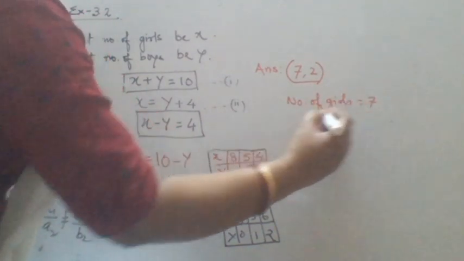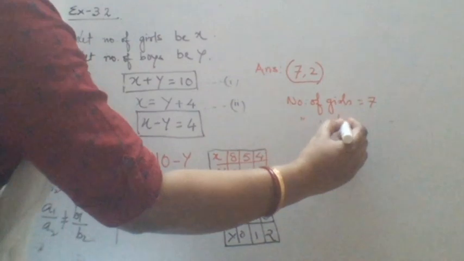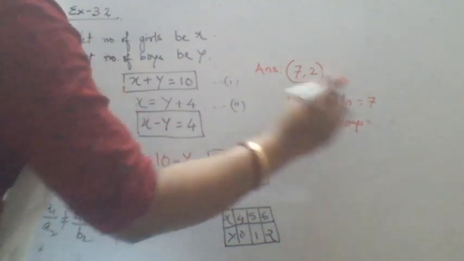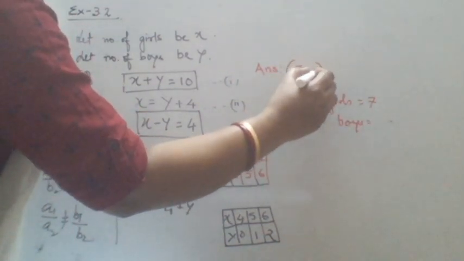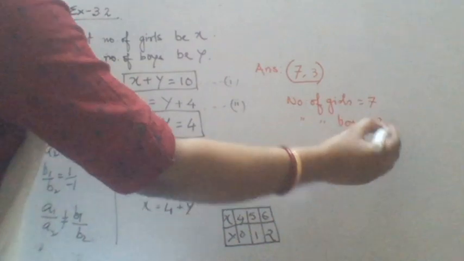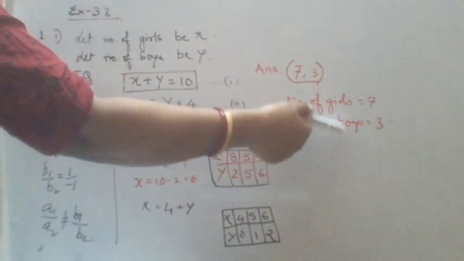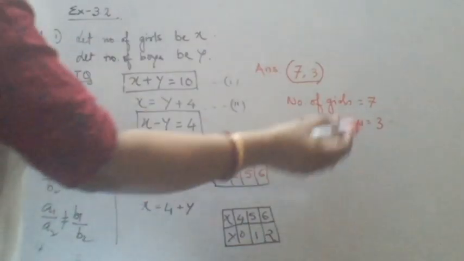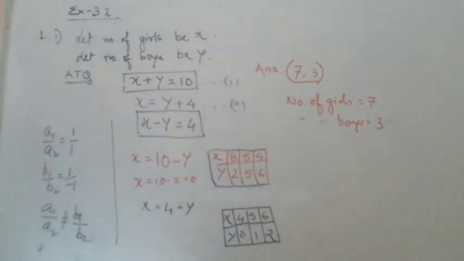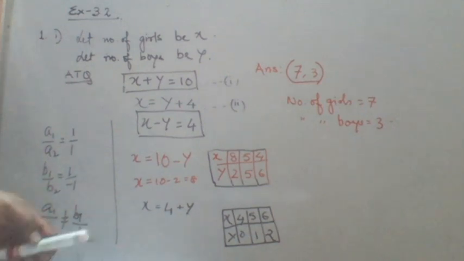number of girls equal to 7 and number of boys equal to 3. Now you can check it. The number of girls is 4 more than the number of boys, and together the number of girls and boys is 7 plus 3, which is 10. So this is how to go about word problems and find their solutions graphically.